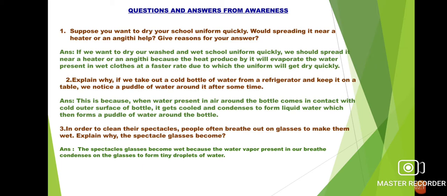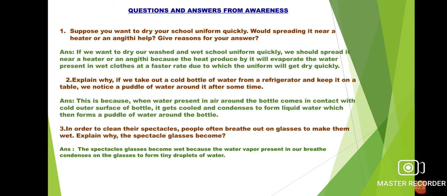Same thing happens in the case of car glass during the winter season. If it is exposed under the sky throughout the night, on the very next morning, what you will find? You will find that the droplets of water are present outside the glass of the car.